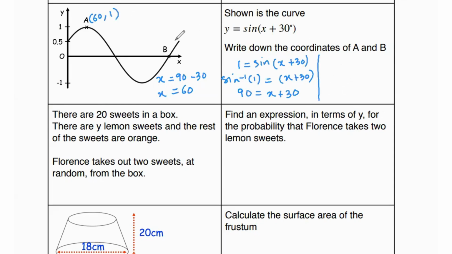For the coordinates of B, I'm going to put y equals 0 because B lies on the x-axis. 0 equals sine of (x plus 30). Now sine inverse of 0 is either 0 or 360. Obviously, B does not lie on the origin, so it's going to be 360. So 360 equals x plus 30. And then we do 360 minus 30 equals x. So that's 330. So B is (330, 0). That is your answer.